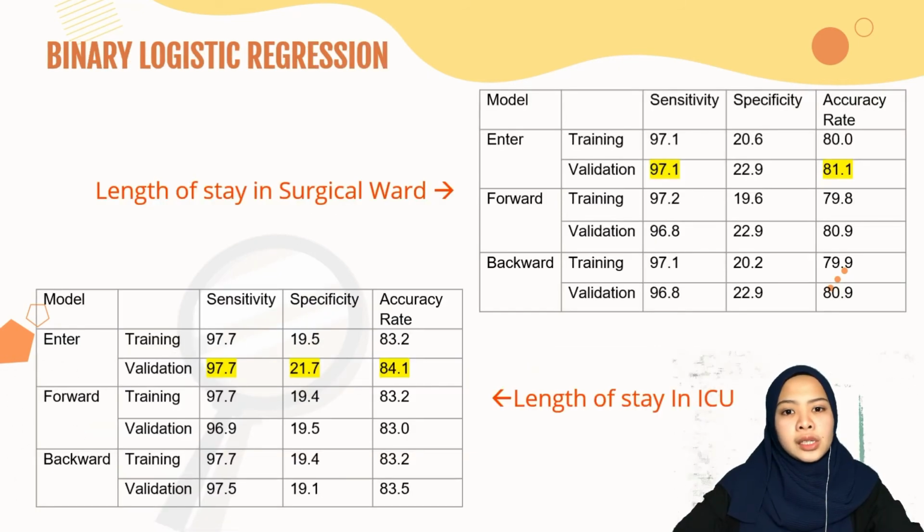So, this is the slide about binary logistic regression. As you can see, in this study, we compare three different methods, which are enter selection, forward selection, and backward selection, based on their sensitivity, specificity, and accuracy rate. From the table, we can see that the binary logistic regression enter selection method was selected as the best model in both the ICU and surgical ward models because it has the highest sensitivity, specificity, and accuracy rate on the validation dataset.